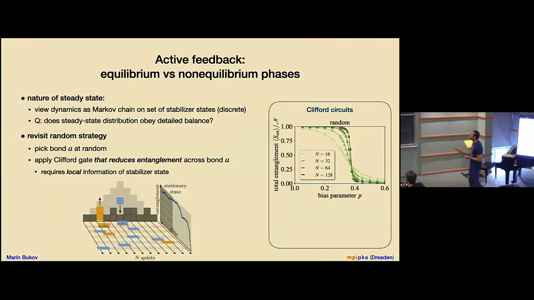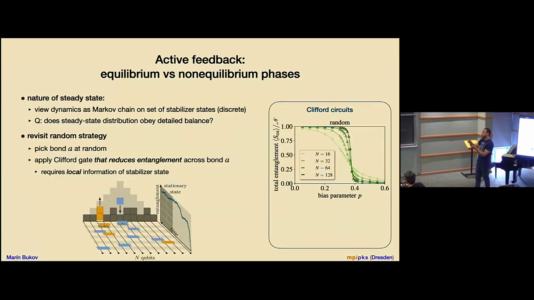It's fairly straightforward. So you have a stochastic dynamics. Think about this dynamics as defining a Markov chain on your stabilizer states. The set of stabilizer states is a discrete set, so it's literally a discrete Markov chain. And then with certain probability, you transition between states.